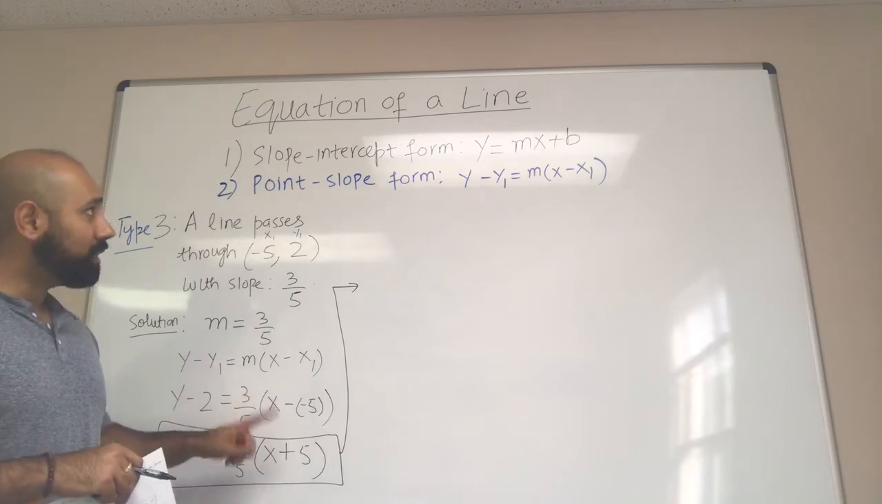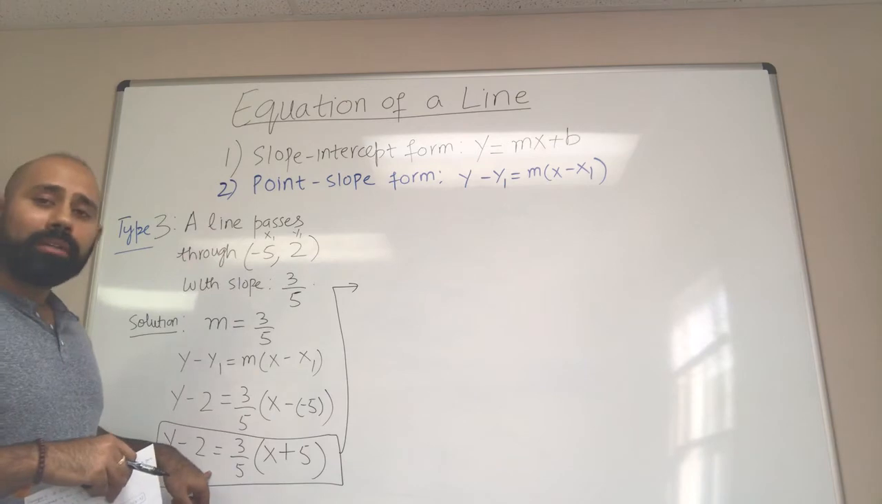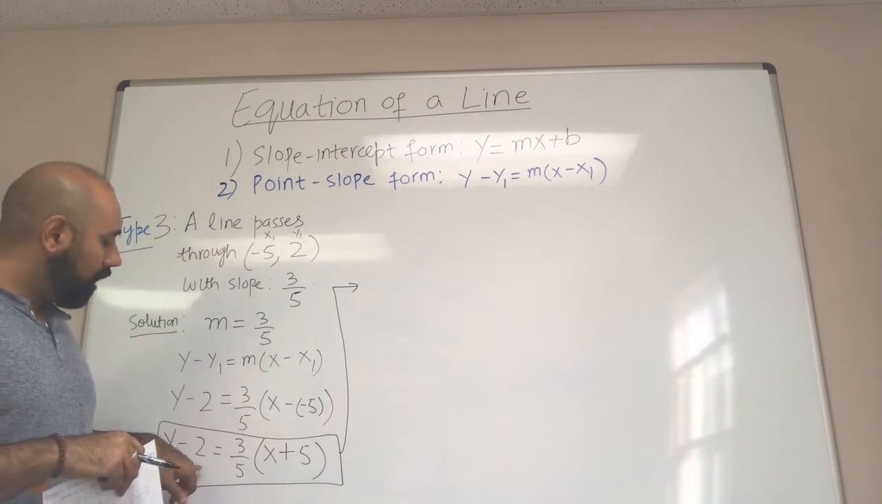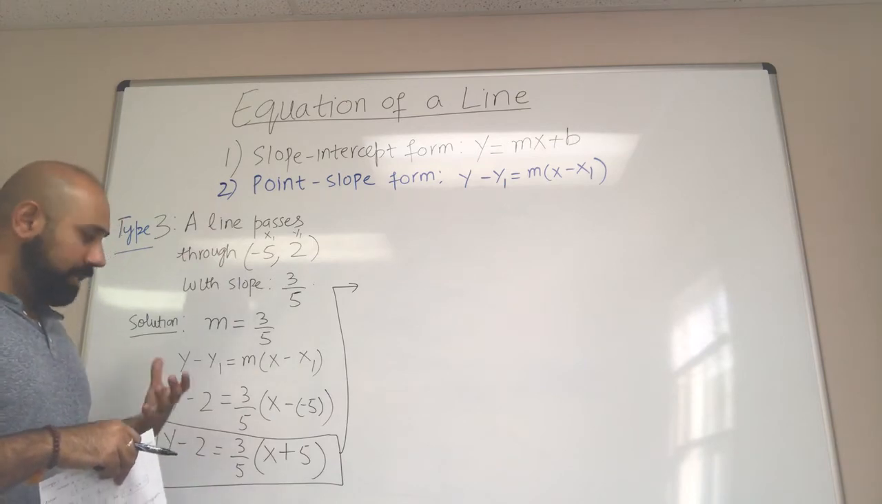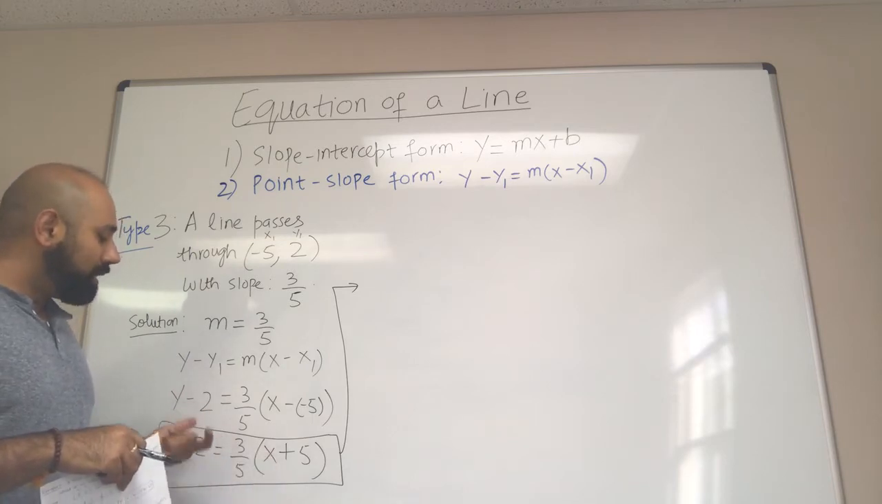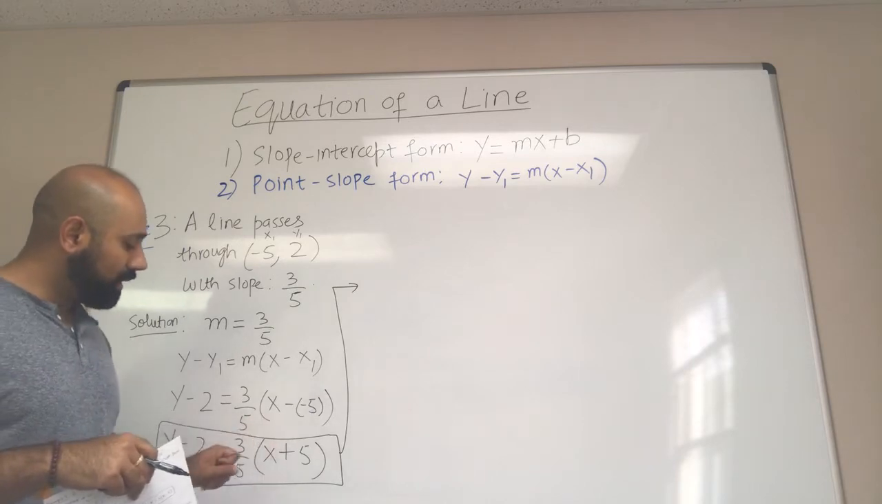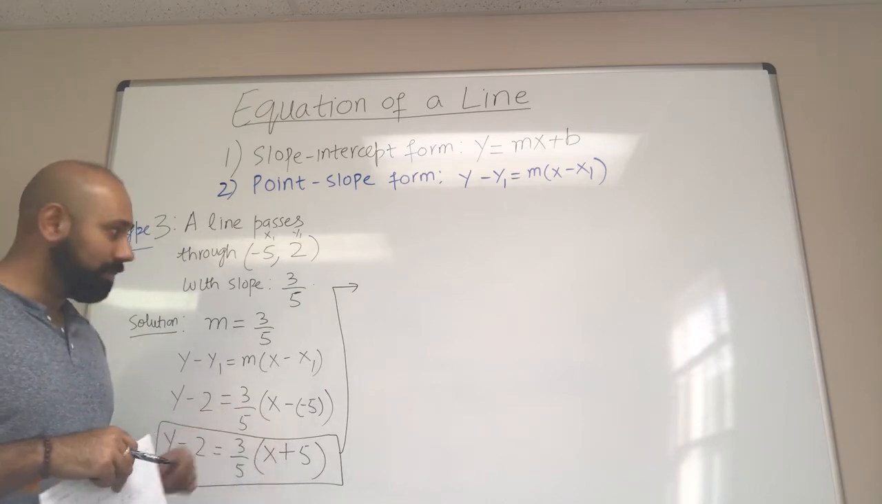But if it says converted, or we want the final form in slope intercept form, then let's go ahead and simplify. So how can we simplify? It's pretty easy. You have 3/5 outside this parentheses. So obviously, what would you like to do? You would like to distribute the 3/5 with both these terms and then see how we can simplify this.